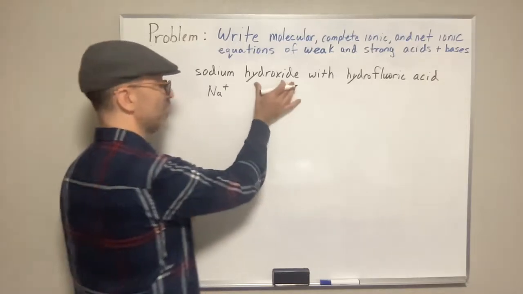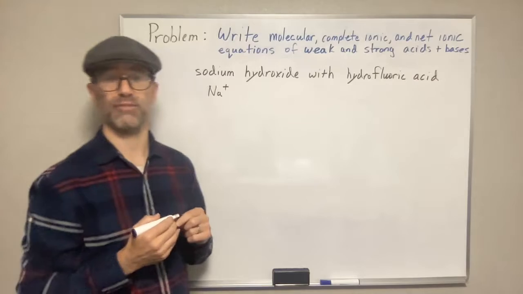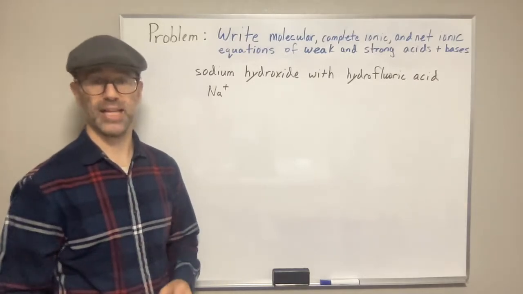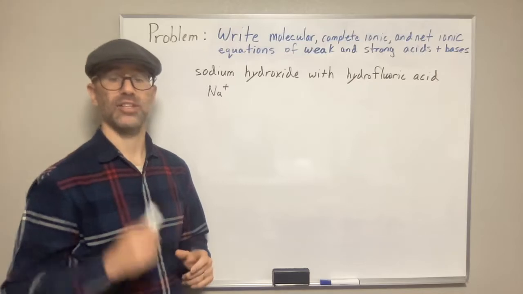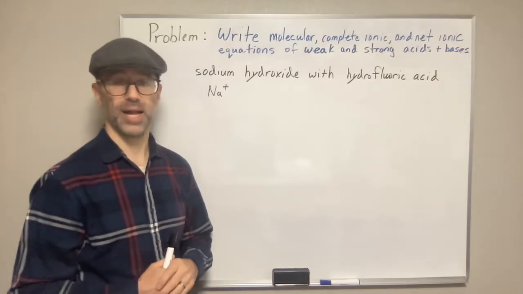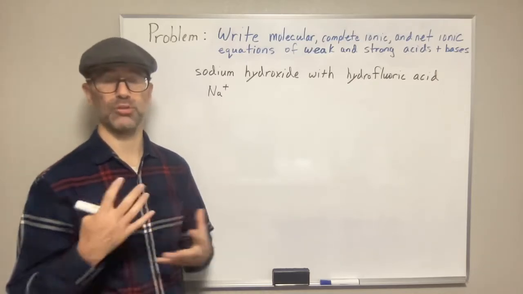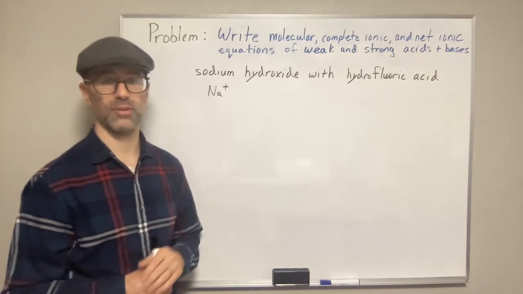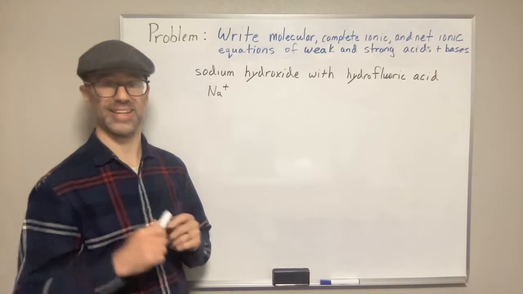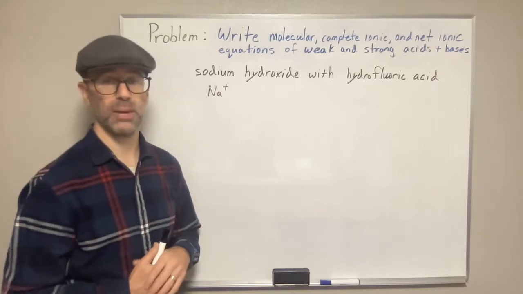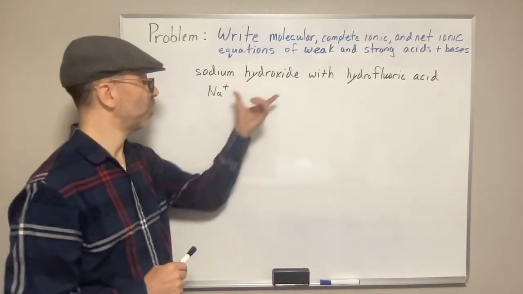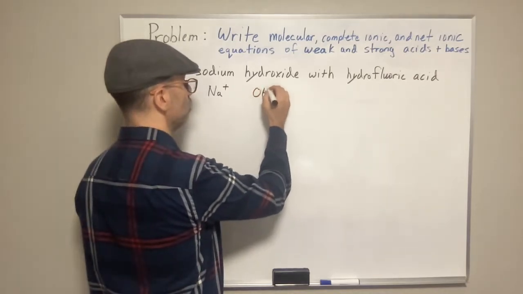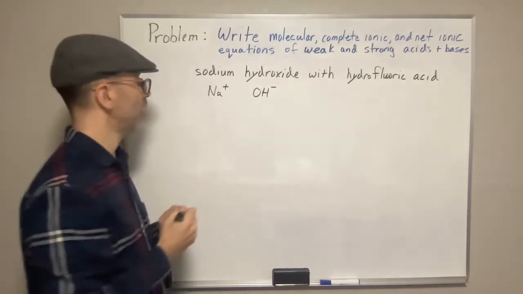Your hydroxide is a polyatomic ion, so you have to know your polyatomic ions. I'm sure your teacher gave you a polyatomic ion sheet. Check out my video on polyatomic ions. I help you memorize them and give you patterns that can help you memorize them. So if you're interested in that, you can go see my video on polyatomic ions. But here we need to know that hydroxide is an OH minus ion.